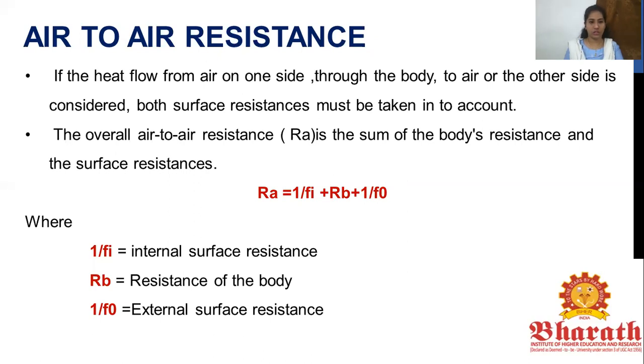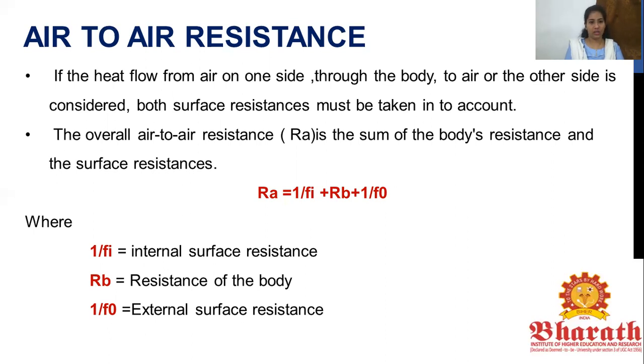So first we were talking about the material resistance, then the overall resistance, and then the exterior film resistance. Now it's talking about the air-to-air resistance. So when the transfer from one side to the other side happens, what is the resistance given by the air? This heat flow from air on one side through the body to the air on the other side is considered. In this case, both surface resistances must be taken into account. Instead of just one face, we have to consider two faces.